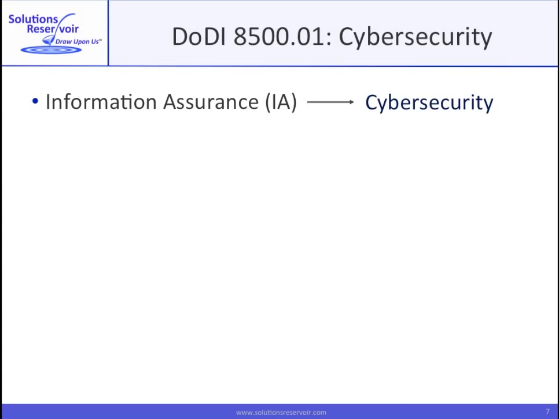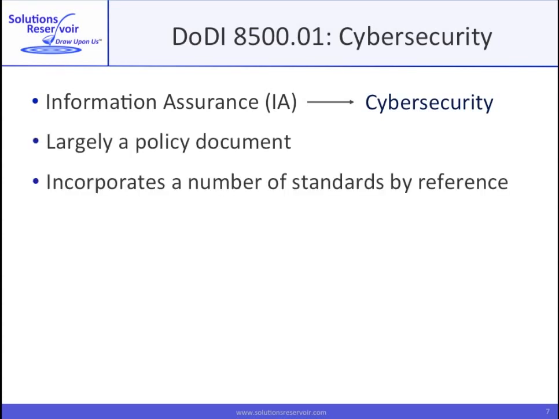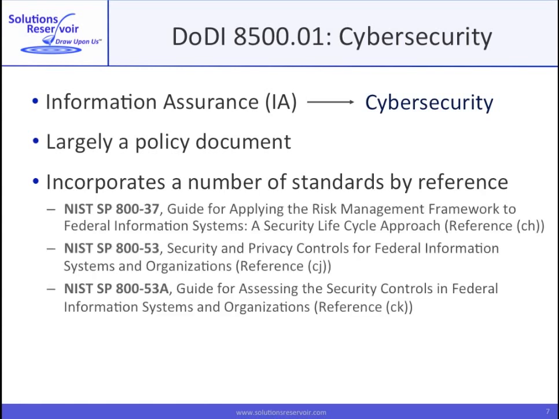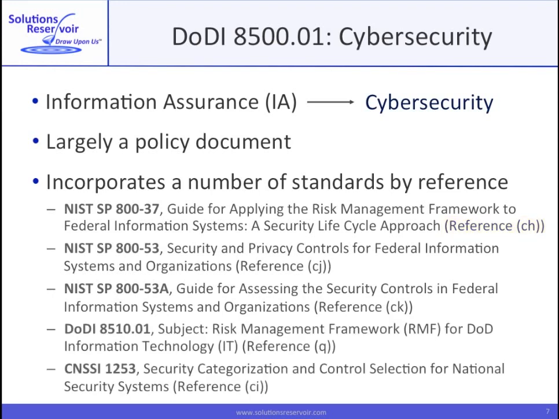The change of terms from information assurance to cybersecurity was called out in DoDI 8500.01, which is largely a policy document. Merely by reference, it incorporates a number of standards. They're listed in its first appendix called Enclosure 1. For example, Enclosure 1 calls out these three standards, which we saw in Part 2. Note the reference label for this one, CH. After being listed in Enclosure 1, standards or documents are referred to by these labels. As a policy document, 8500.01 calls out these other two fundamental documents.